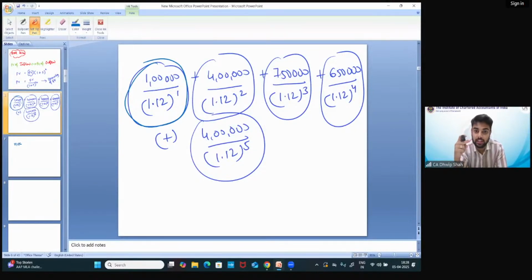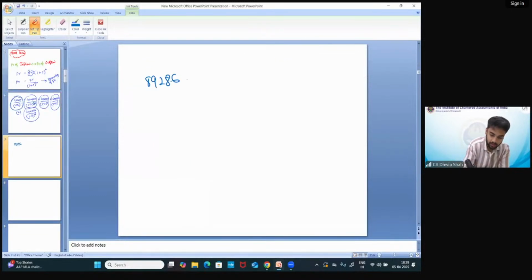Now for year 2, take 4 lakh on calci, divide by 1.12 and press equal to 2 times because it is raised to 2. So you have to press equal to 2 times. So 4 lakh divided by 1.12 equal to. What is the answer? 318,878. Okay.